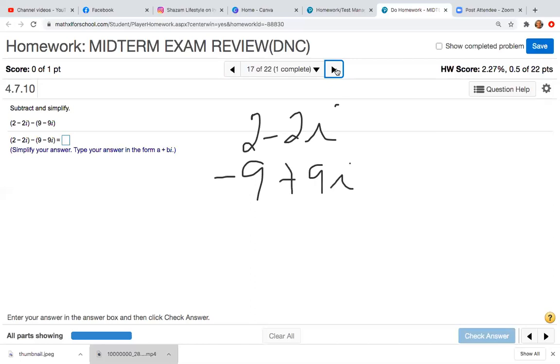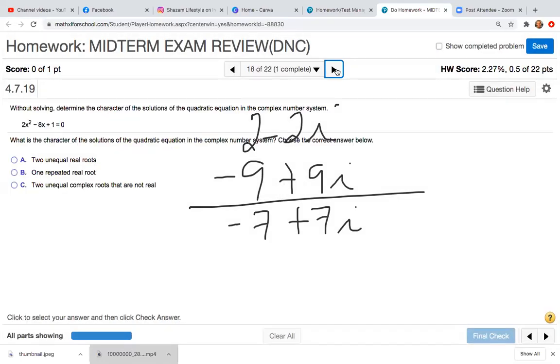Notice how I'm lining up the like terms, guys? Yes, that makes a difference, okay? So 2 minus 9, or 2 plus negative 9 gives you a negative 7. And then negative 2i plus 9i gives you positive 7i. And just like that, we're done. Easy problem.